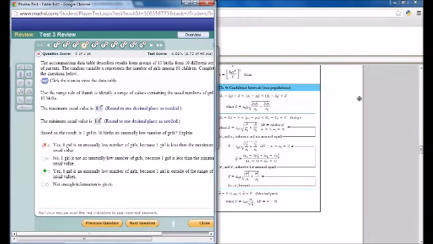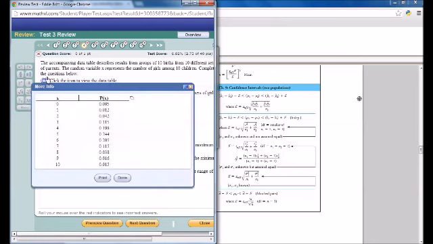Let's take a look at the next question. Use the range rule of thumb to identify a range of values containing the usual numbers of girls in 10 births. Alright, so we have 10 births here. The probability of having no girls is 0.005. The probability of having one girl is 0.012. Now this isn't at least 1. Remember, this is exactly 1. This is exactly 2. So these probabilities are for exactly that many. Okay?